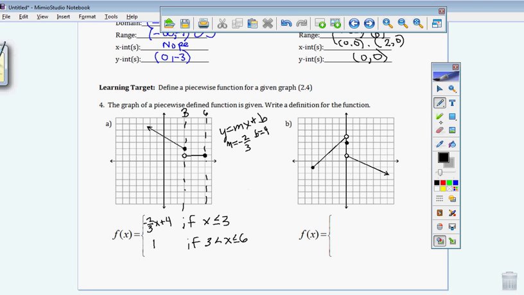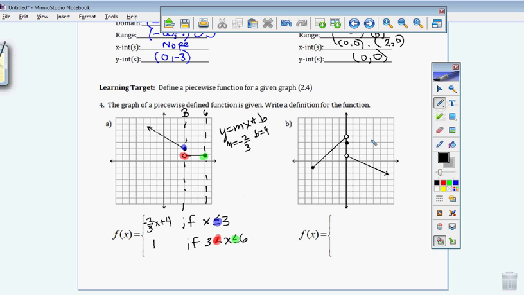Be careful of a couple things here. Right here, it's less than because it's an open circle right there. This one is or equal to because we have a closed circle. And then obviously this is or equal to because of that closed circle right there. So that's why we have those set up the way we do.